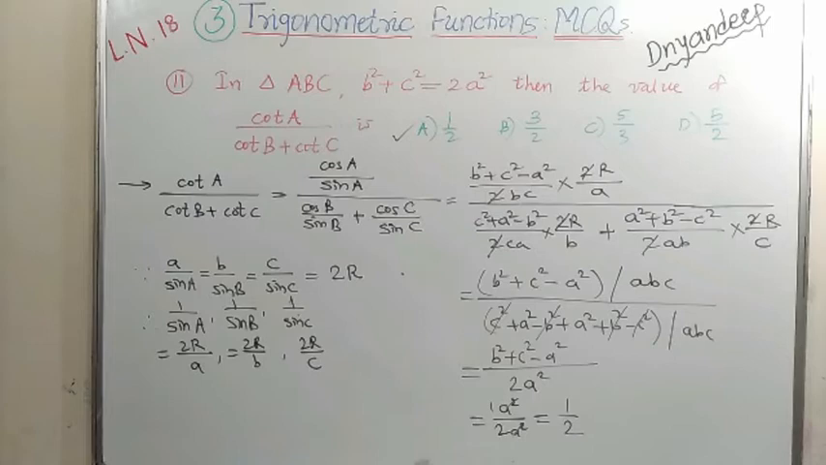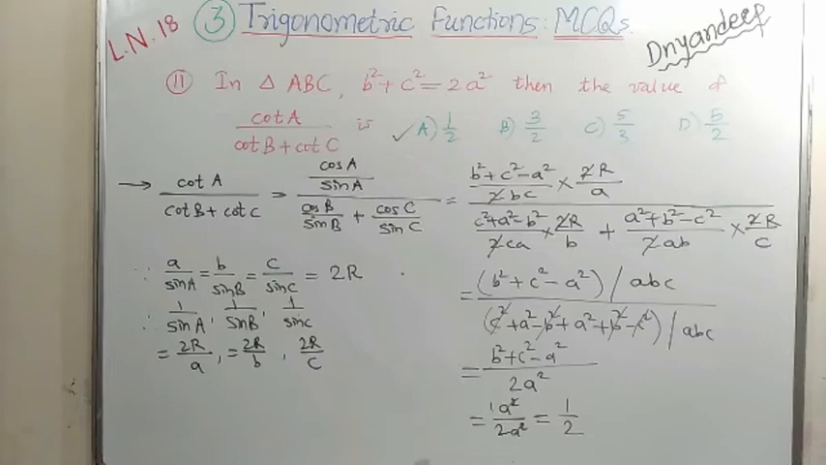Since the expression cot A upon cot B plus cot C is given, it is equal to cos A upon sin A, because cot theta is equal to cos theta upon sin theta. So using that formula we get cos A upon sin A whole divided by cos B upon sin B plus cos C upon sin C. At this stage we can use both sine rule and cosine rule here. You know the sine rule, it is a upon sin A equal to b upon sin B equal to c upon sin C, and it is equal to twice the radius of the circumcircle of triangle ABC, whose sides are a, b, c and angles are capital A, capital B and capital C.